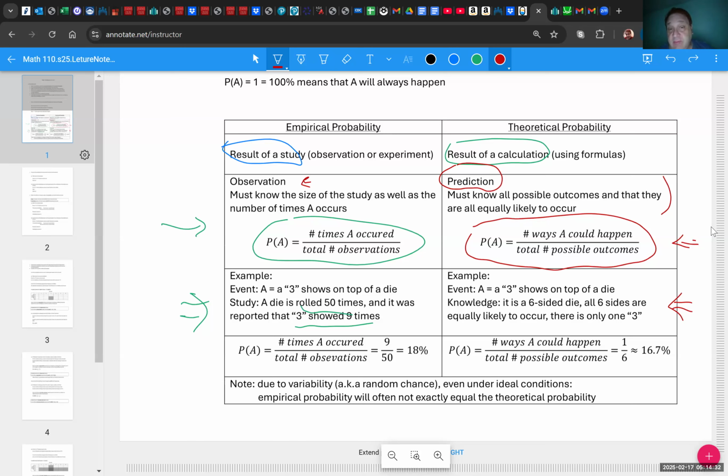So even though we are both doing the 3 shows up on a die, they won't necessarily be the same. If you do an empirical probability for lots and lots of observations, not 50 times, not even 5,000 or 500,000, you have to do it a lot of times, then the empirical probability will get closer and closer to the theoretical probability. But that's for another chapter.